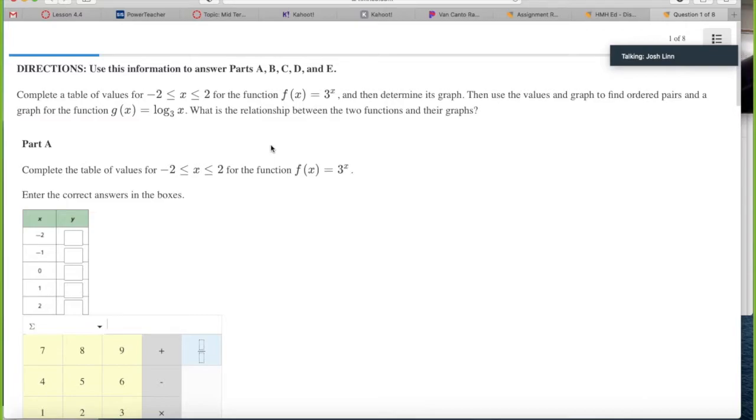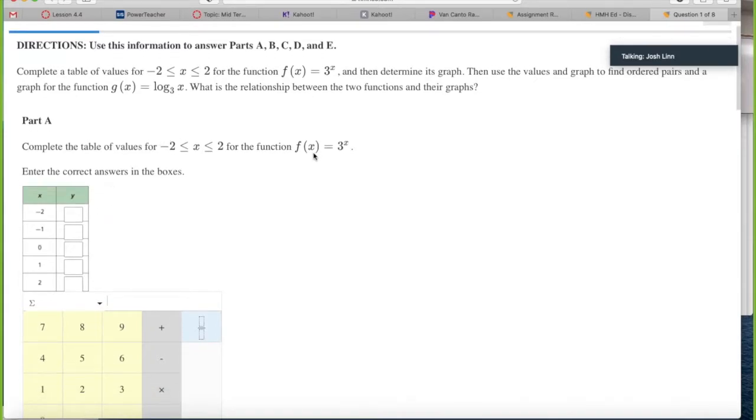So remember, we are learning about and getting comfortable with logarithms. You will see logarithms forever, both in your mathematical academic career and in your scientific academic career. So get used to them. It says complete the table for the values of -2 to 2 for the function f of x equals 3 to the x. Part A.